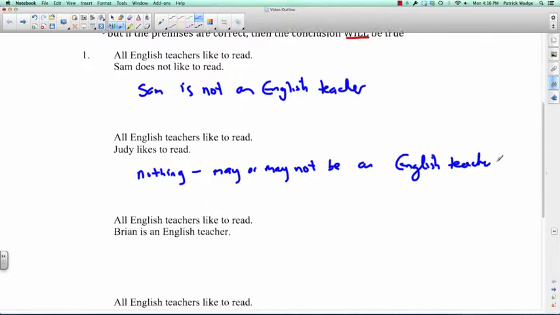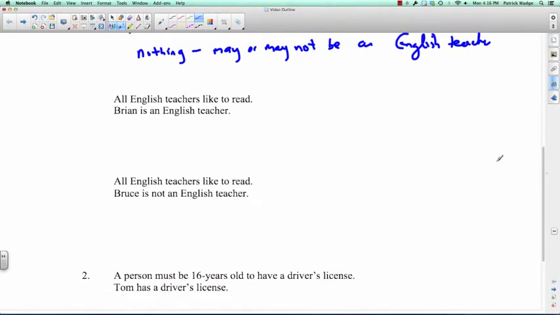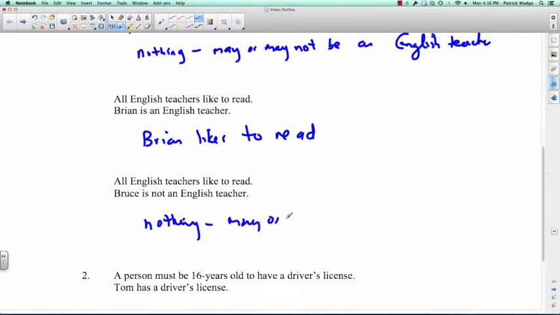Okay, next one. All English teachers like to read. Brian is an English teacher. Is there anything you can say about Brian? Yeah, there is. Every English teacher likes to read, and Brian's an English teacher. In other words, Brian likes to read. Next one. All English teachers like to read. Bruce is not an English teacher. Okay, so he's not an English teacher, so does that mean he doesn't like to read? No, we already talked about this. It's possible to not be an English teacher and still like to read. So again, this is a nothing. Bruce may or may not like to read.